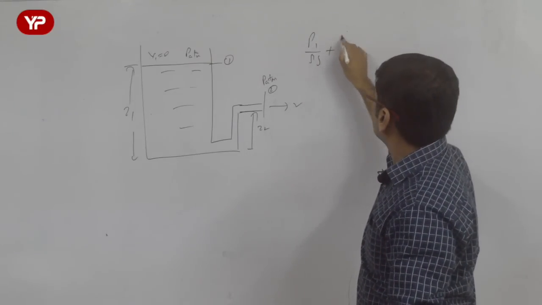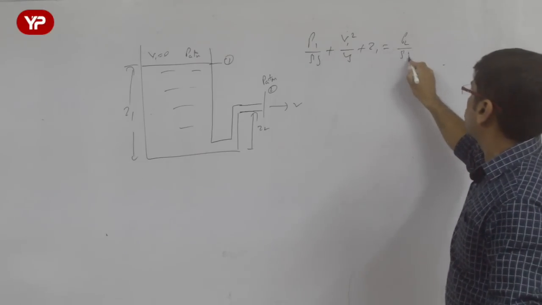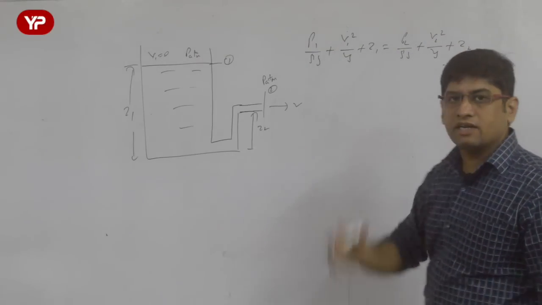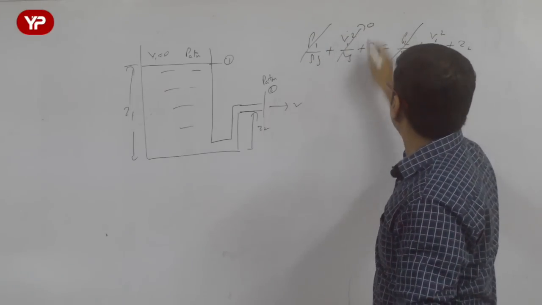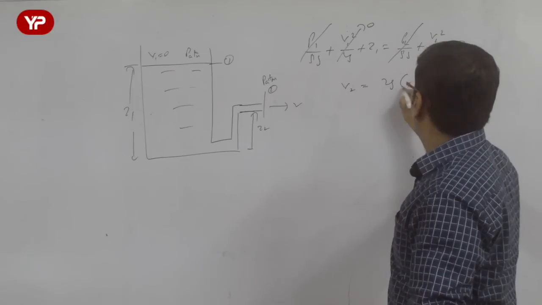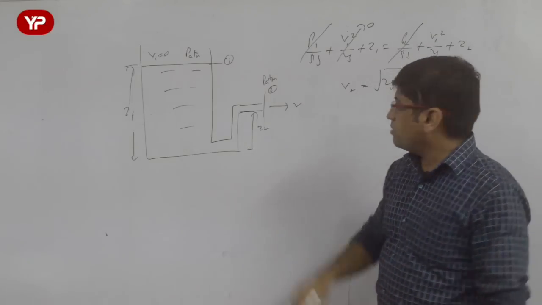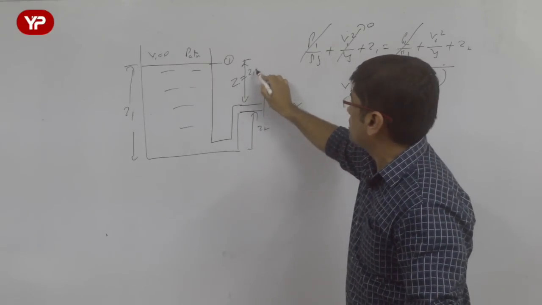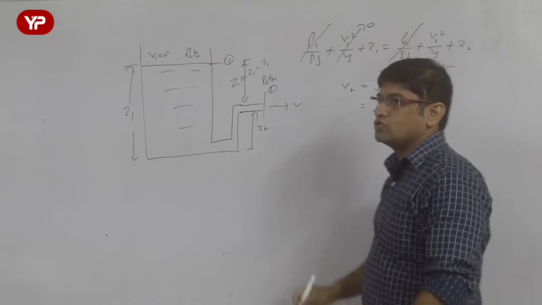P1 by rho g plus V1 square by 2g plus Z1 is equal to P2 by rho g plus V2 square by 2g plus Z2, neglecting the friction. Now P1, P2 get cancelled out. Now V1 is almost 0. What is V2? It is root of 2g (Z1 minus Z2). And let me coin a term here: Z. What is Z? Z1 minus Z2. So that term again comes out to be 2gZ.